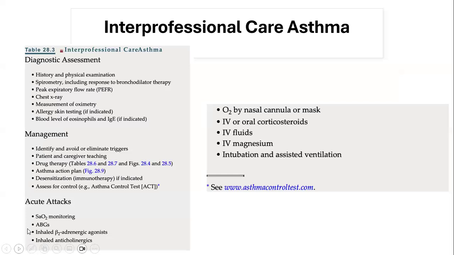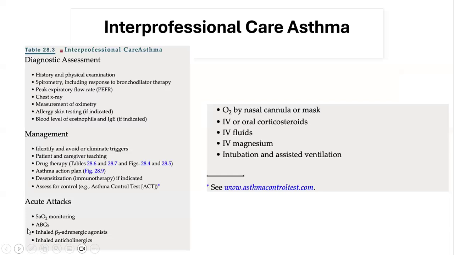They take history and physical examination, do a spirometry test, including a response to bronchodilator therapy, measure the peak expiratory flow rate, take a chest X-ray, and also measure oximetry and look for allergies.